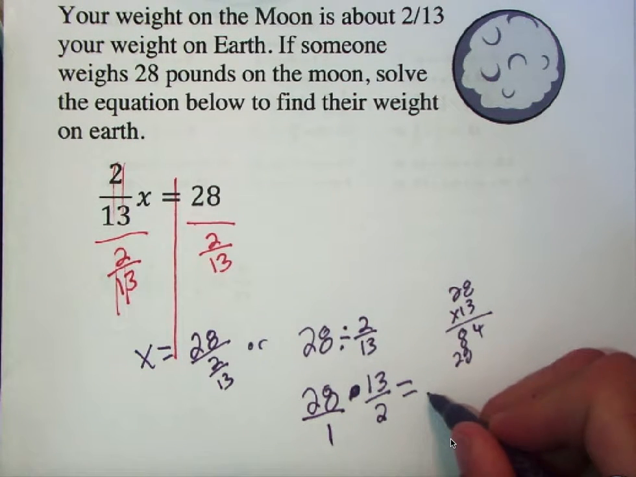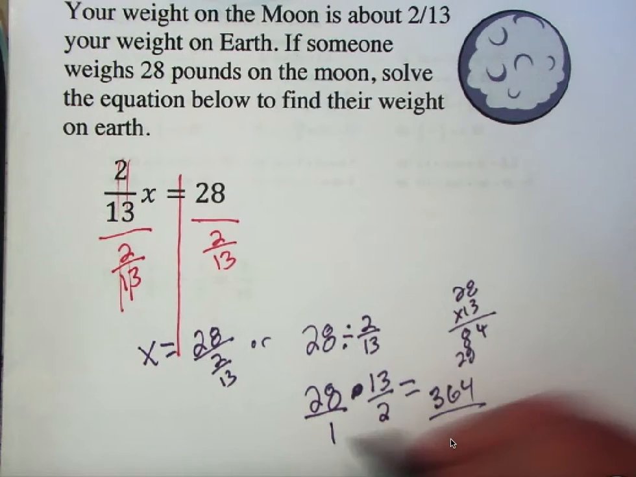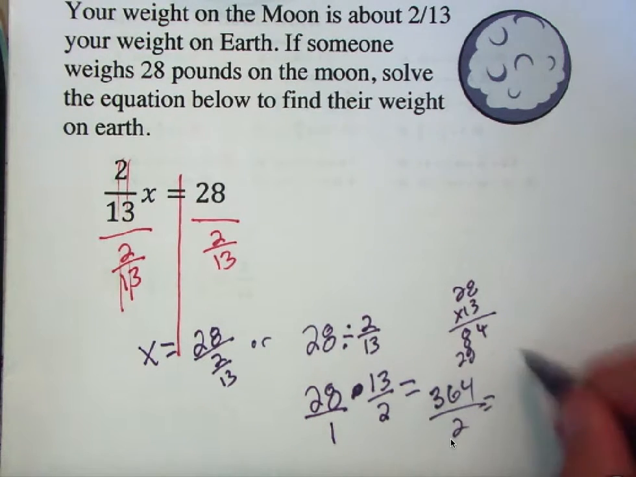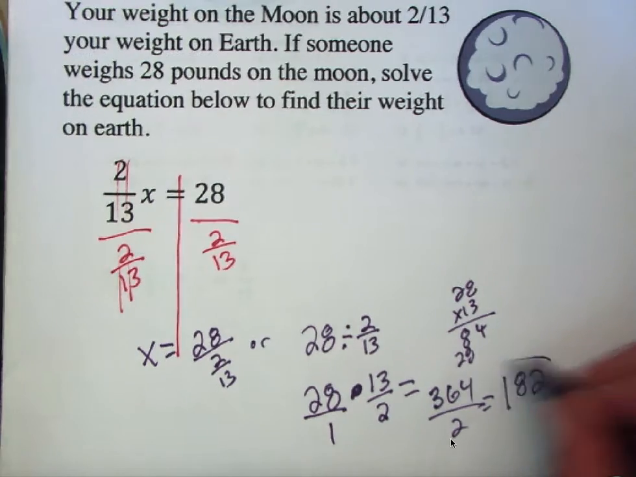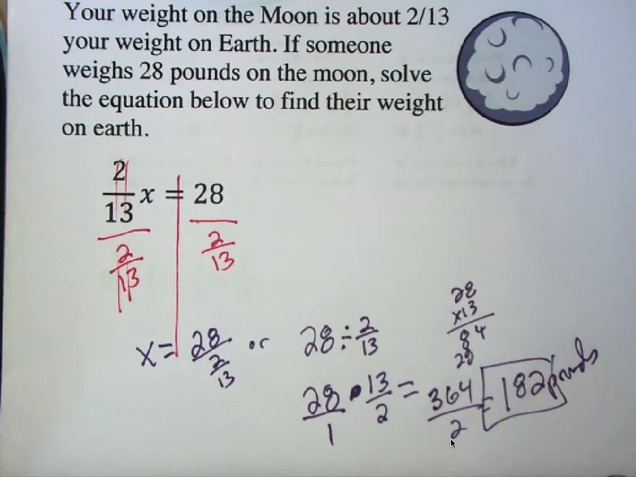We get 364. And then 1 times 2 is 2. And then we'll simplify it. We get 182 pounds. So, if someone weighs 28 pounds on the moon, we know that they actually weigh 182 pounds on Earth.